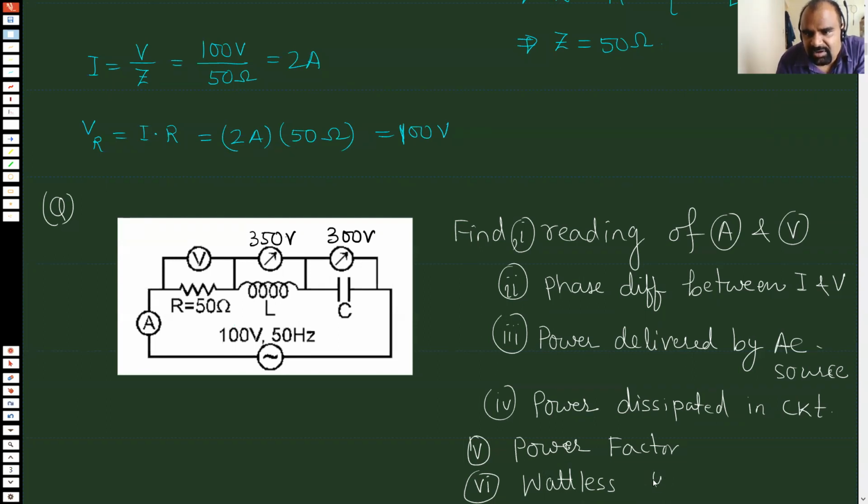So all these things you have to find. Okay. So let's start solving. The reading of this voltmeter is 350 volt. The reading of this voltmeter is 300 volt. Okay. I hope I'm correct in a sense that. Yeah, fine. Yes. No problem. We can solve it. Do it.